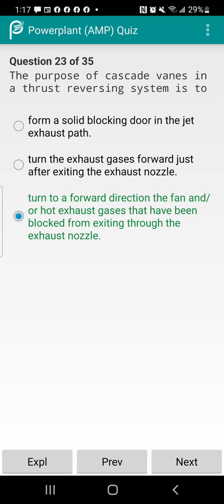turn to a forward direction the fan and or hot exhaust gas that have been blocked from exiting through the exhaust nozzle.